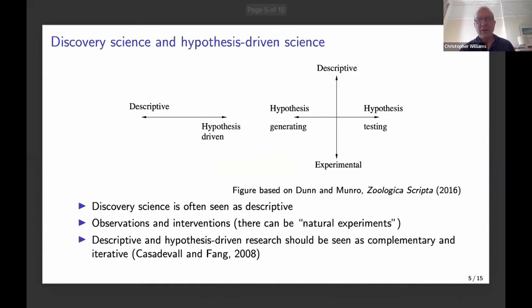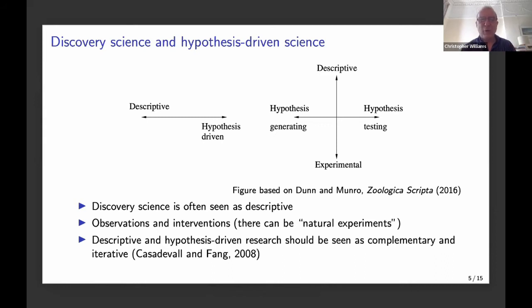I think that, as I just alluded to, not everything necessarily fits into hypothesis-driven science. So sometimes people want to make a distinction between, say, descriptive science and hypothesis-driven science. I like the figure on the right here from Dunn and Munro, where they talk about hypothesis testing and hypothesis generating. Often in this more discovery-based science, we may not actually have a particular hypothesis; we might be trying to understand and describe nature or some part of nature. And we can also have this distinction between descriptive and experimental. And there, by experimental, they mean making interventions.